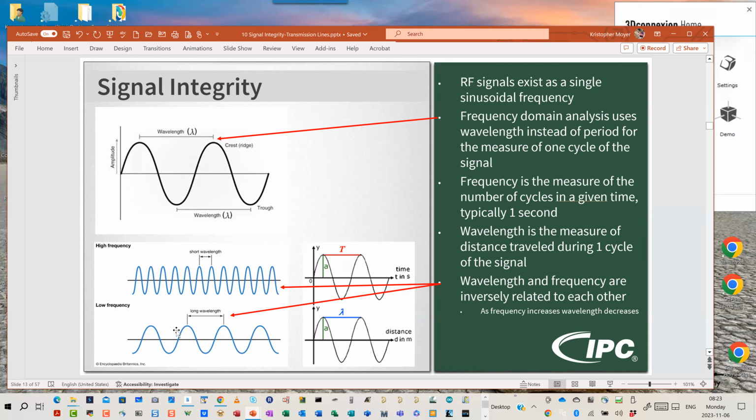A very low frequency signal right here has a very long wavelength. The distance between the peaks is very long. A very high frequency signal has a very short wavelength here. Also, as we talked about with frequency domain analysis, we're going to measure distance. This thing here called wavelength, we're going to depict as the Greek letter lambda right here. If we were in time domain, that same measurement here would be given a time called the period.